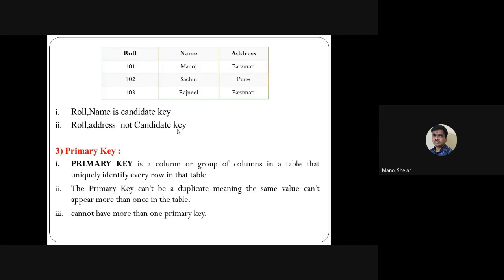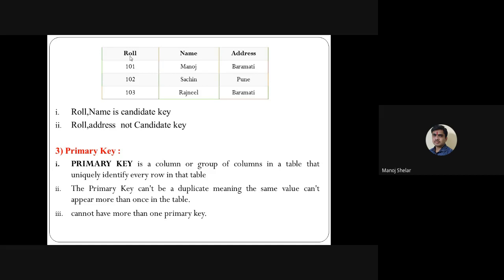Okay. The third type of key is the primary key. Primary key is a column or group of columns in a table that uniquely identifies every row in that table. Suppose we consider an example, roll number as a primary key. Some constraints of the primary key: duplicate values not allowed, only unique values is the first condition. Second condition, null values not allowed in a primary key. And third condition, maximum one primary key is available in every relation.